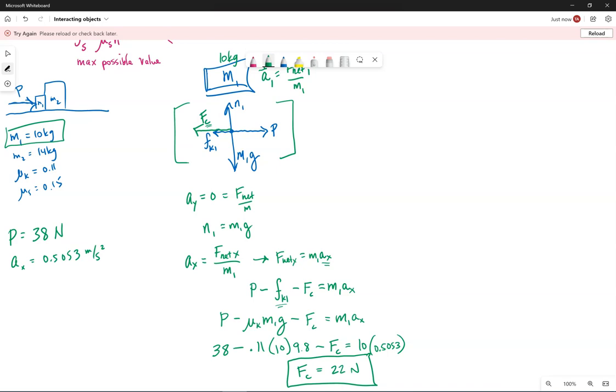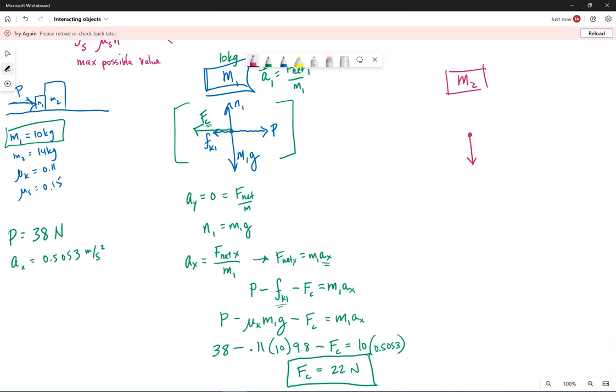Now, technically, we're done with the problem. I do want to walk through looking at the other box, though, because once we get to the acceleration, we can look at the force of contact on either box. We didn't have to look at box 1 first. We could have looked at box 2 first. So I really just want to take a minute to go through box 2, just so you can see the forces and how we would set up the equations.